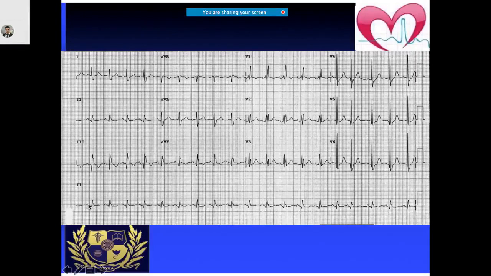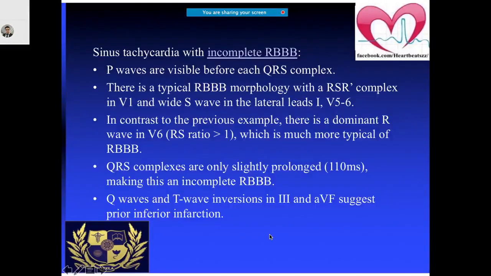But when we start looking at the rhythm strip, we see each of the QRS is followed by a deflection before it. So this is PQRST, PQRST, PQRST. The PR interval is normal, but there may be one atrial premature beat over here. But even over here, when we look at the rhythm strip, we see it is more of a sinus beat itself. So this is sinus tachycardia. And of course, the incomplete right bundle branch block.